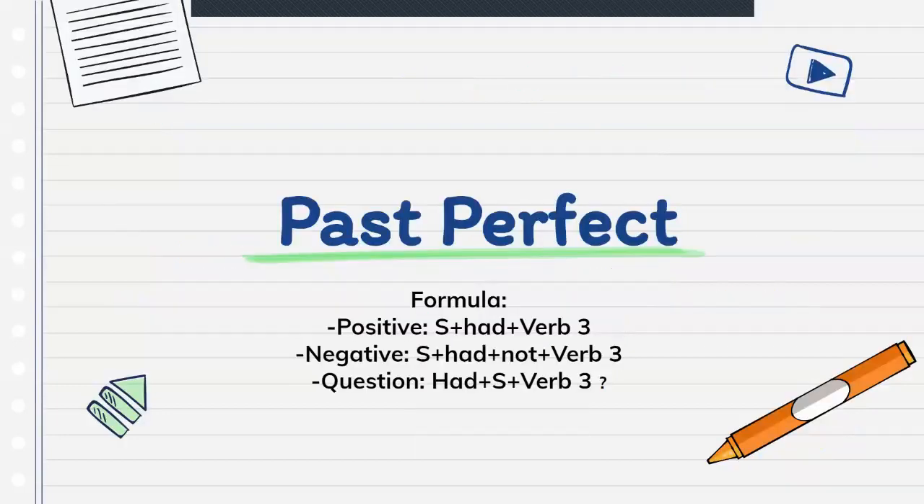And the next one is past perfect. The past perfect formula: for the positive one, we use subject plus had plus verb three, and for the negative, we use subject plus had plus not plus verb three. And for the question, we use had plus subject plus verb three.